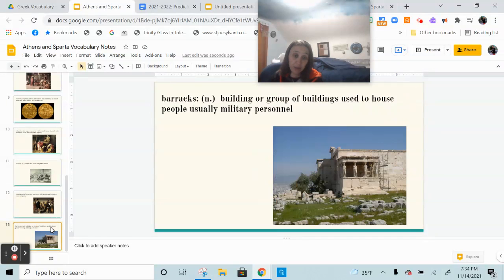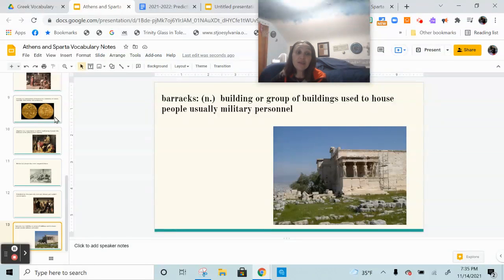Barracks is our last vocabulary word, and it's a noun. It's a building or group of buildings used to house people, usually military personnel. And you're going to find out about the barracks when we read about Sparta, because you're going to see that Sparta is more built military. Their life is focused around the military, whereas in Athens, you're going to see that they're focused more around trade, education, the arts. So we're going to see how they're alike, how they're different.